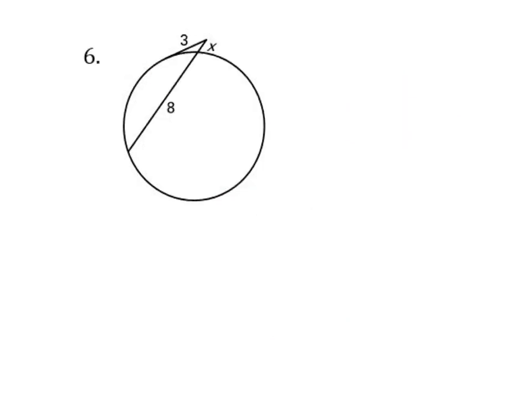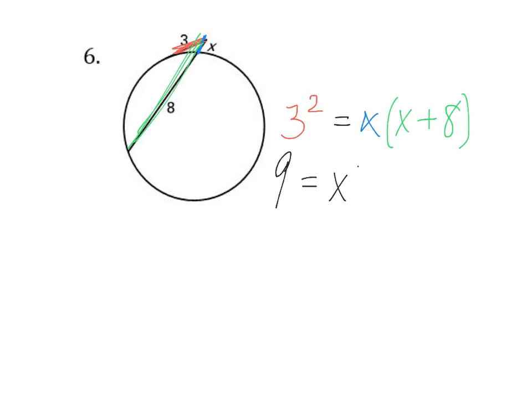So for the next example, first thing you want to identify is your tangent. All right, so my equation is going to be my tangent squared, so 3 squared. It's going to be equal to the external piece, which is x, times the whole secant segment, which is going to be x plus 8. So on the left-hand side, I'm obviously going to end up with 9. I end up with x squared plus 8x. So I have a constant. I have x to the second. I have x to the first.